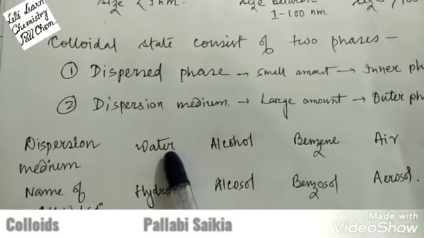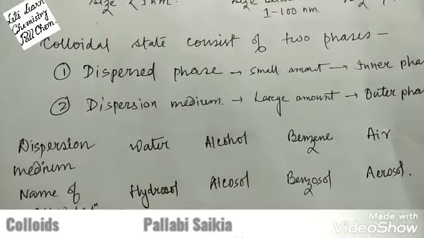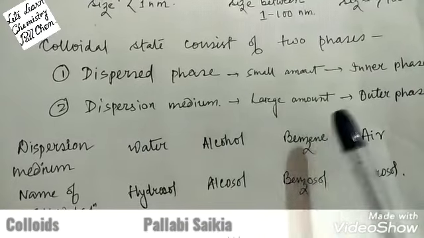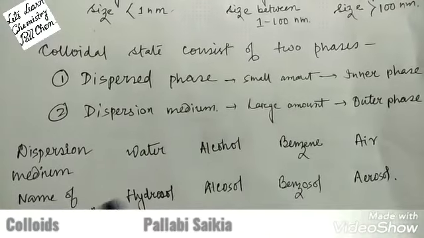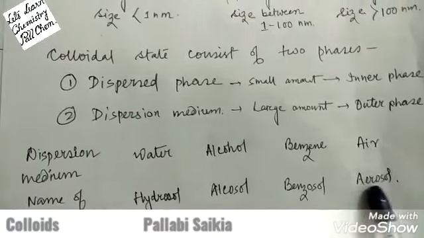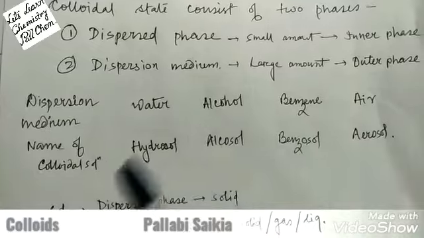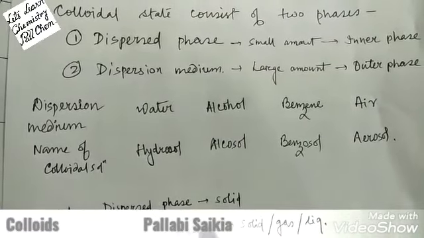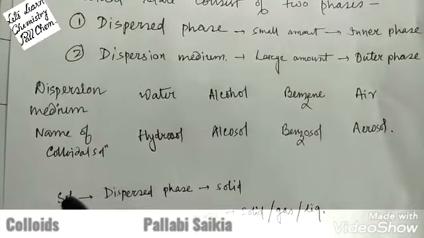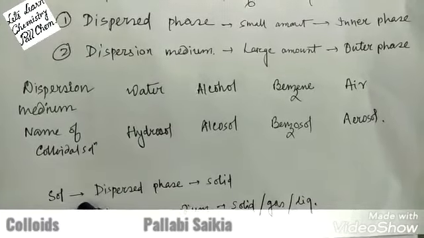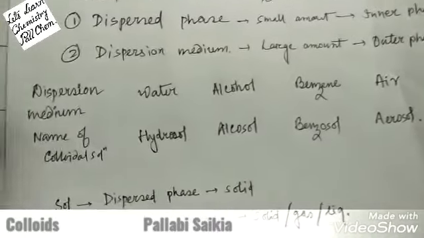If the dispersion medium is water, then colloidal solution is hydrosol. If dispersion medium is alcohol, then colloidal solution is alcosol. If dispersion medium is benzene, then the colloidal solution is benzosol. And if the dispersion medium is air, then the colloidal solution is aerosol. Sol means dispersed phase is solid and dispersion medium is solid, liquid or gas. Hence a sol is defined as dispersed phase is solid and dispersion medium is solid, gas or liquid.